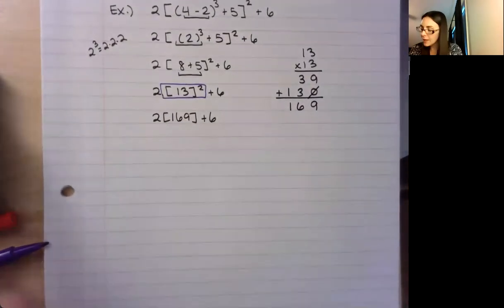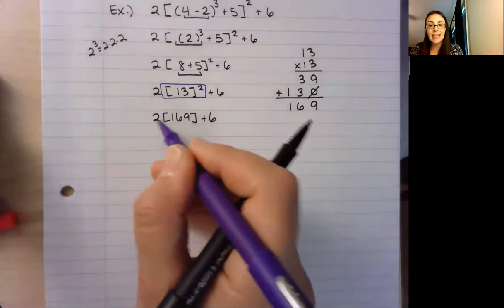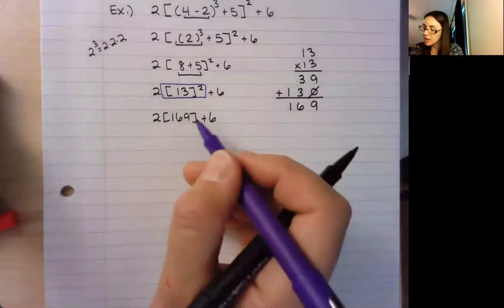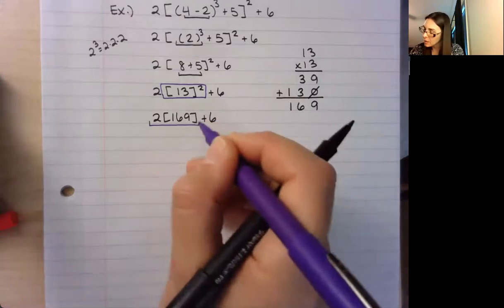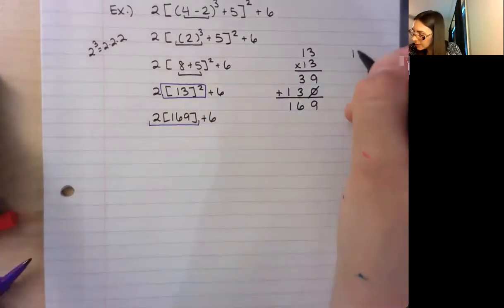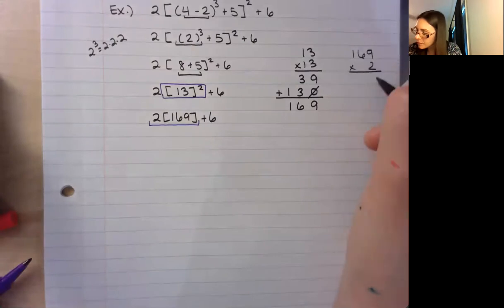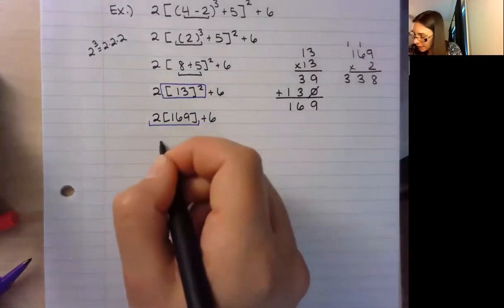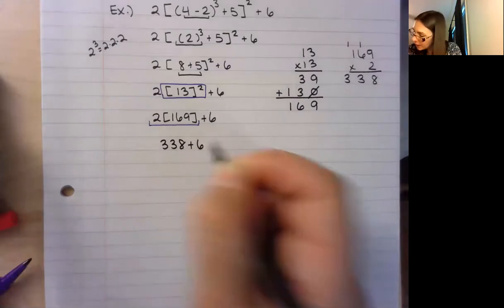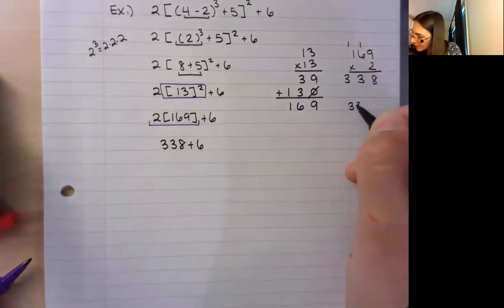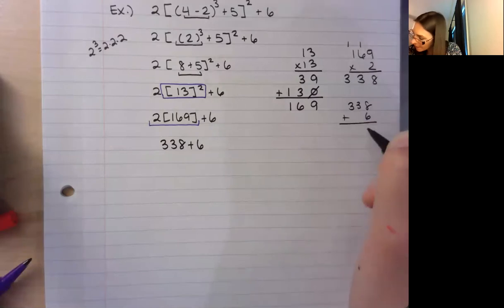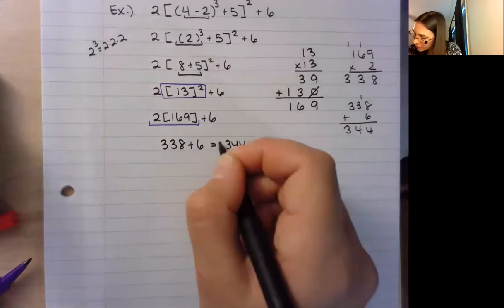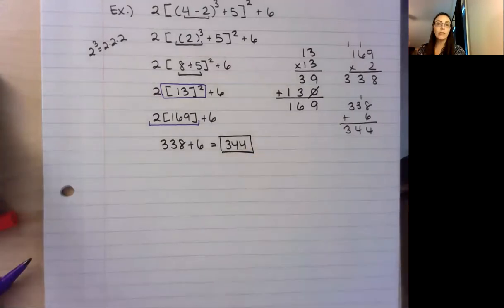Now, when there is nothing in between a number and a parenthesis or a bracket, it is multiplication. So I have multiplication and addition, and multiplication comes next. So I'm going to do this off to the side. 169 times 2. So I get 18, carry the 1. Then I have 12 plus 1 is 13. 2 plus 1 is 3. This becomes 338. Finally, 338 plus 6, I have 344.